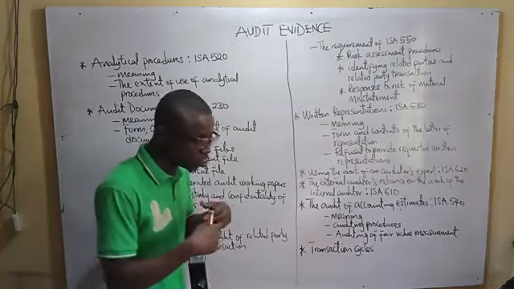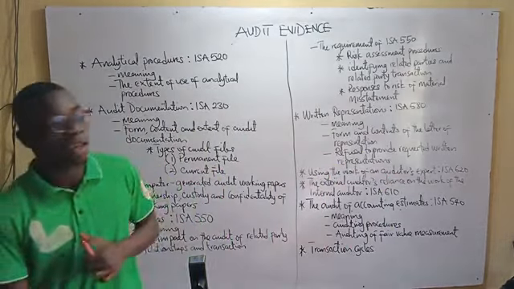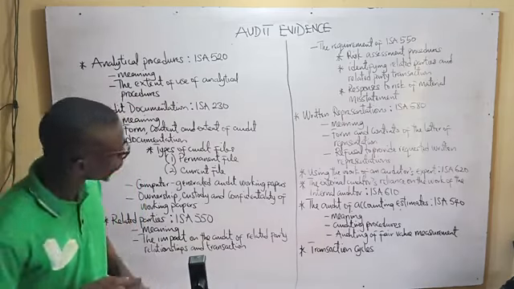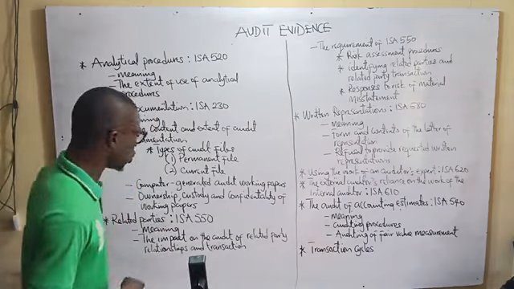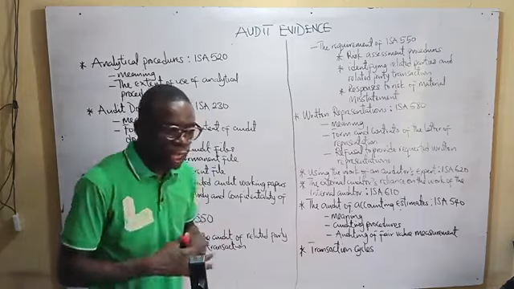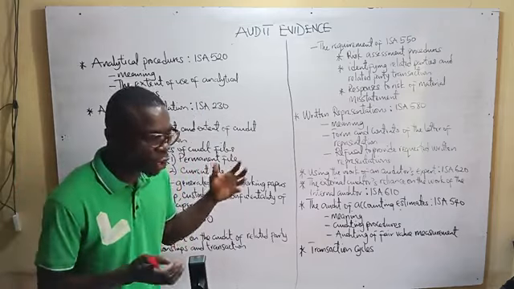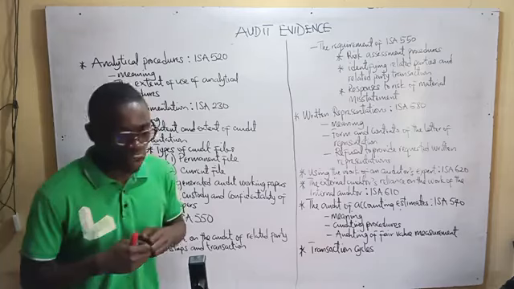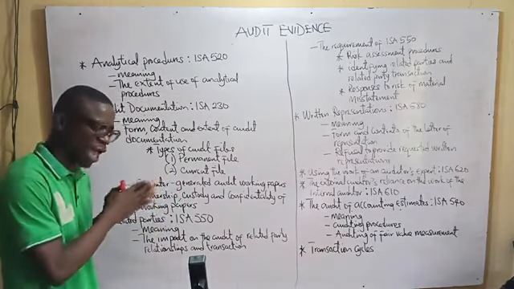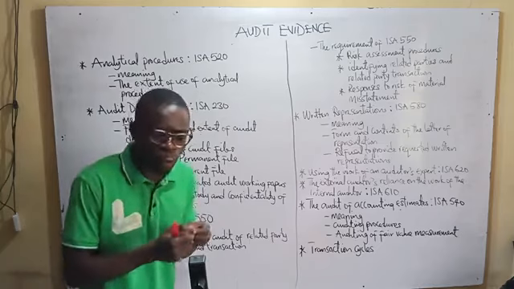So after 5 years, you may dispose of it. That is according to International Standard on Quality Management 1. Now let's go to confidentiality of audit working paper. During the period in which the auditor is keeping that audit working paper, it does not belong to the client. However, the auditor is expected to keep that information secret.